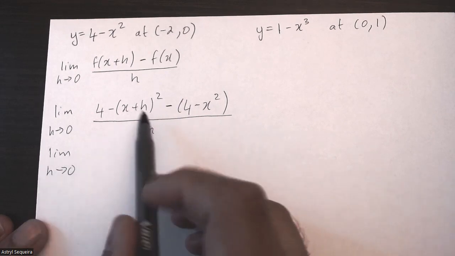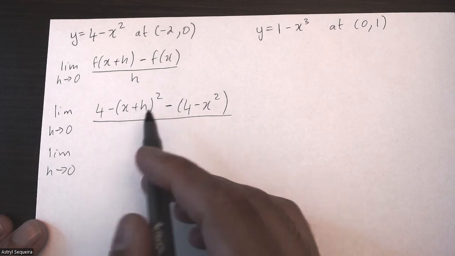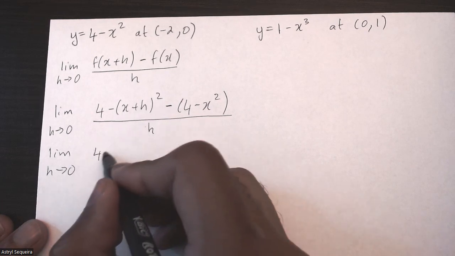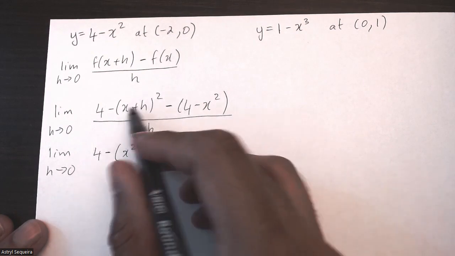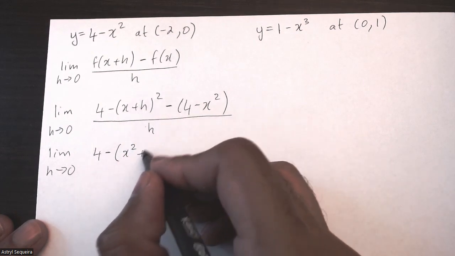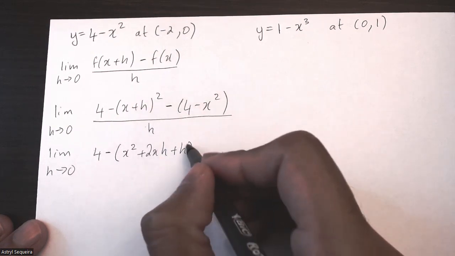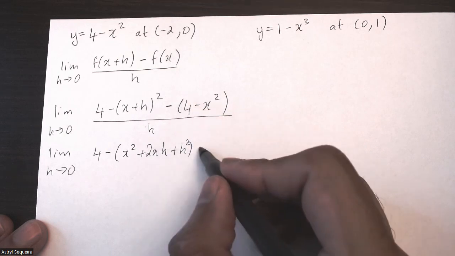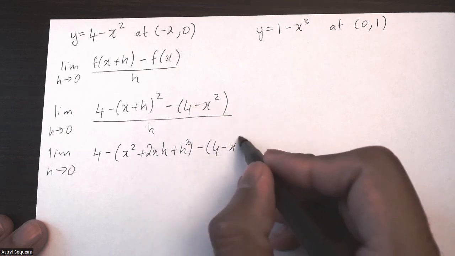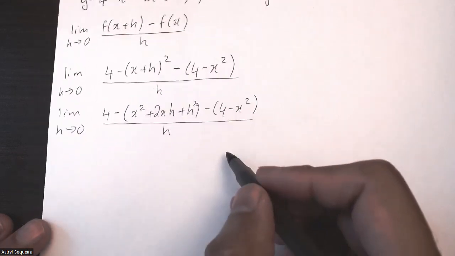So in the next step over here, I'm going to expand this bracket out. Basically, I'm going to FOIL out this bracket, but I'm going to do it a bit quick because you don't want to waste time in calculus. So it's x squared plus xh plus xh, which is 2xh, and then plus h squared. And then this bracket just stays the same, 4 minus x squared, and then we just have divided by h.